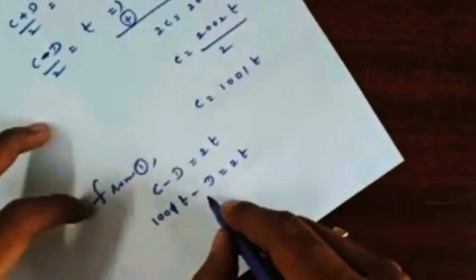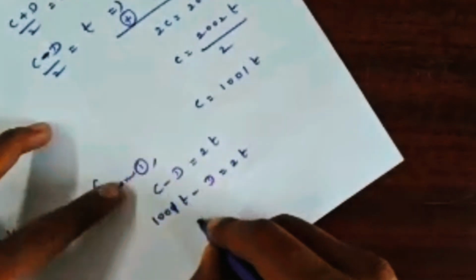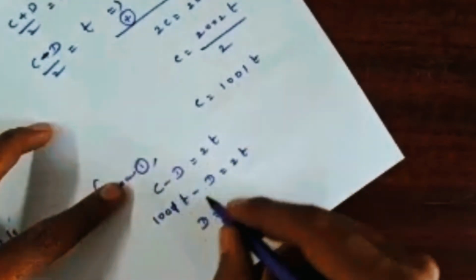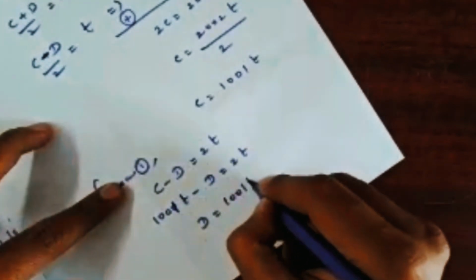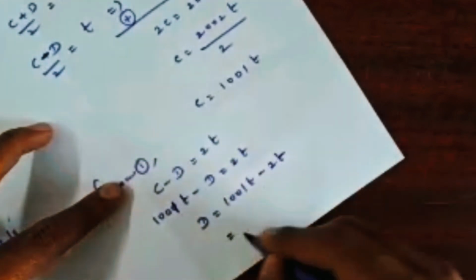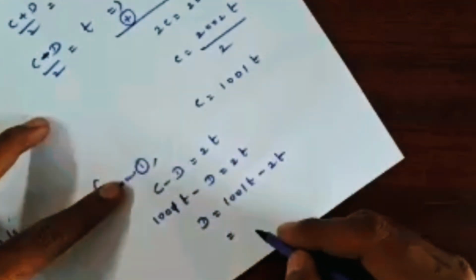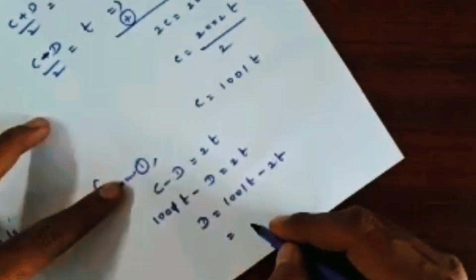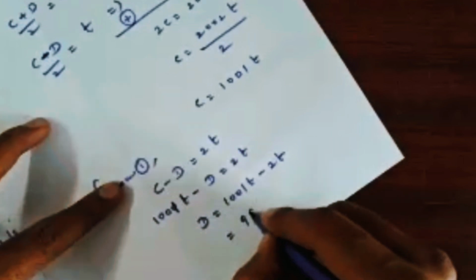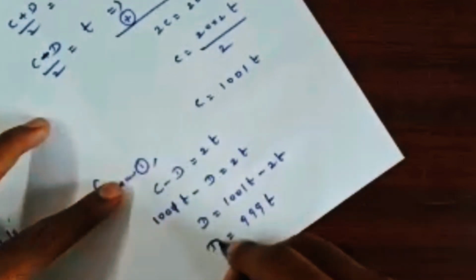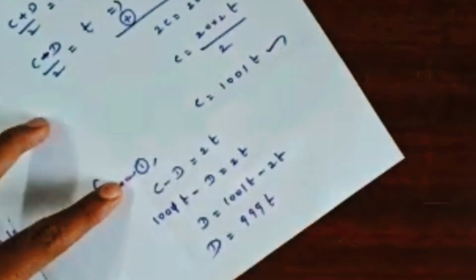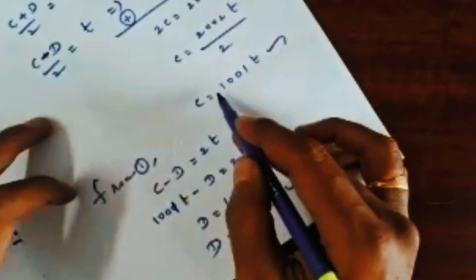Send the minus d to that side, that becomes plus d, and 2t to this side, minus 2t. 1001 t minus 2t is equal to d, and here you will get 999 t. This is d. What is the c value? 1001 t. What is the d value? 999 t. Substitute these two values in this equation.